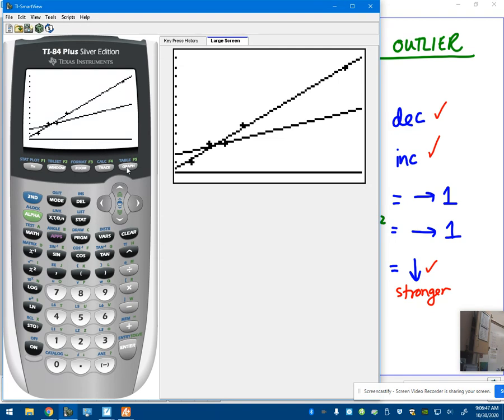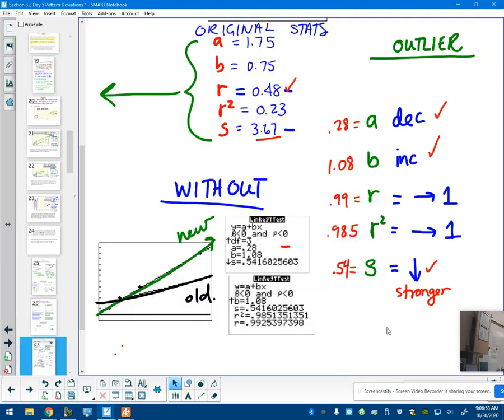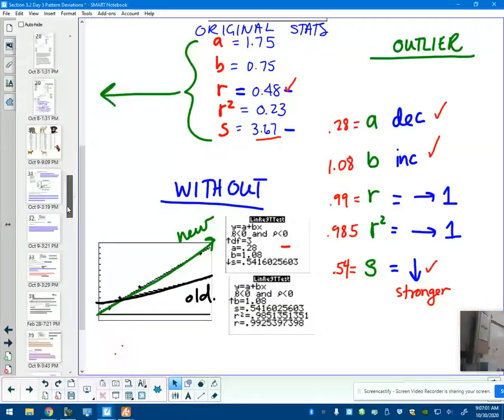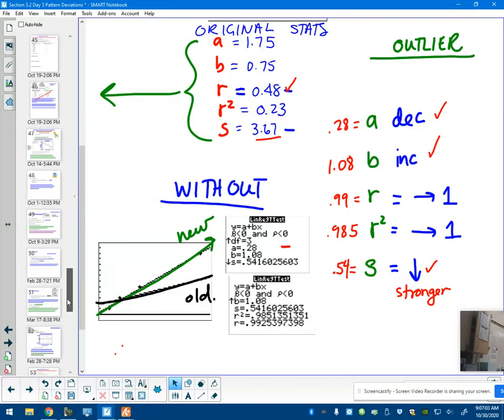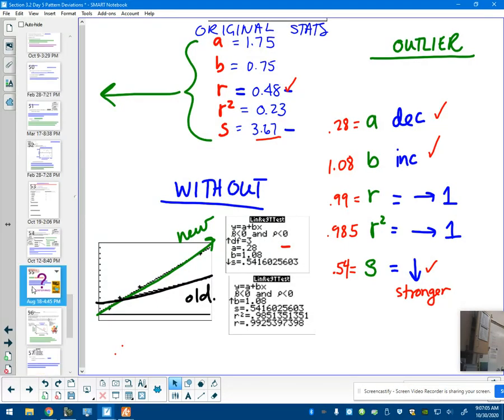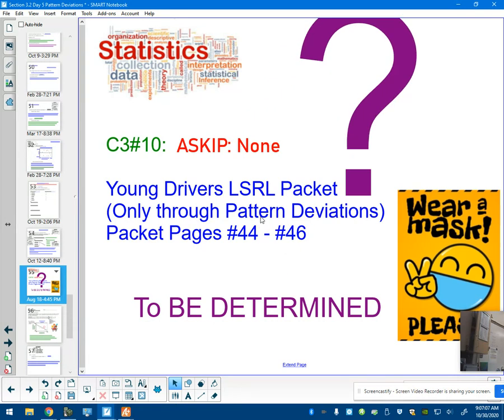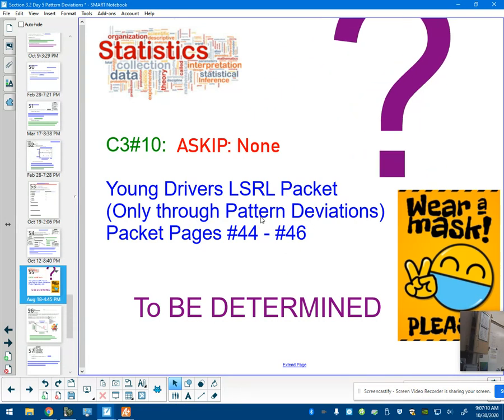Okay? So that's all the new stuff. I don't know how well some of us will do at this. Your homework is to do the following. Your homework is to do page 44, and I think you can get through 45. You should be able to do 44 and 45 with the young drivers.